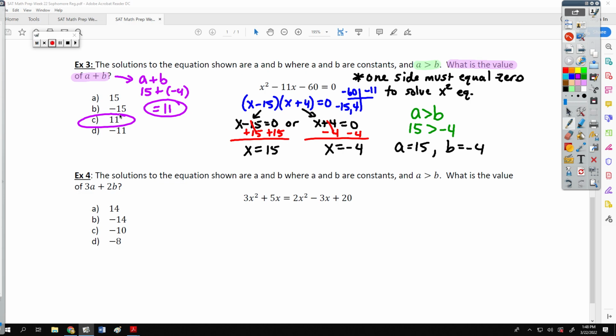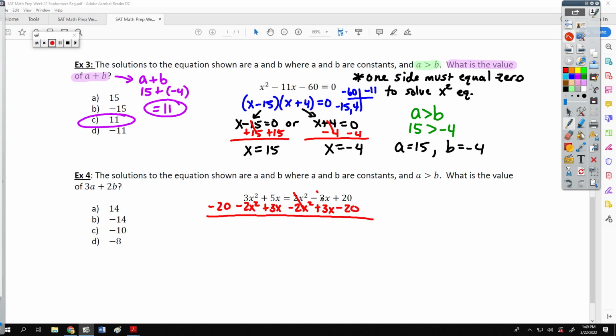Example 4 is a half step up in difficulty because one side of the equation does not yet equal 0. One side of that equation has to equal 0 in order to solve a quadratic equation. Anytime we see x squared, we have to put everything on one side. And we should always try to move everything to the side where the x squared term would be positive. So we're going to move everything from the right side to the left side. We're going to subtract 2x squared, we're going to add 3x, and we are going to subtract 20.